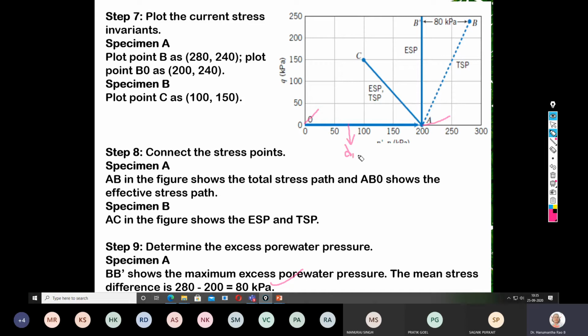So drained means there is no development of any pore water pressure. That means from 0 to 200 kilopascals, there is no pore water pressure development. Clear? So any point you take on the left side of this 200 kilopascals, this vertical line.